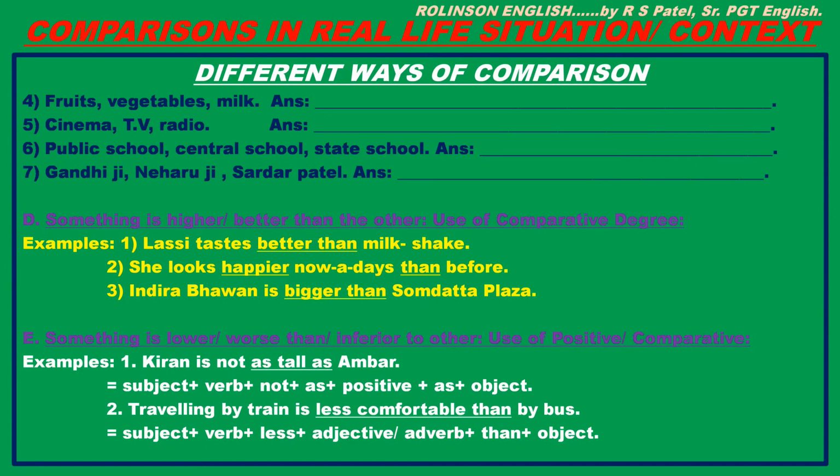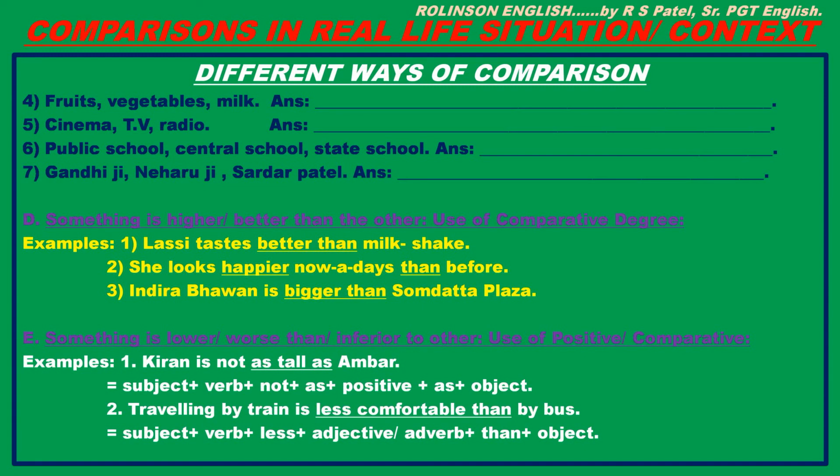Examples. Number 1. Kiran is not as tall as Amber. See, the structure is subject plus verb plus not. I mean, negative sentence it is, plus as plus positive degree plus as plus object. Right? Number 2. Traveling by train is less comfortable than by bus.